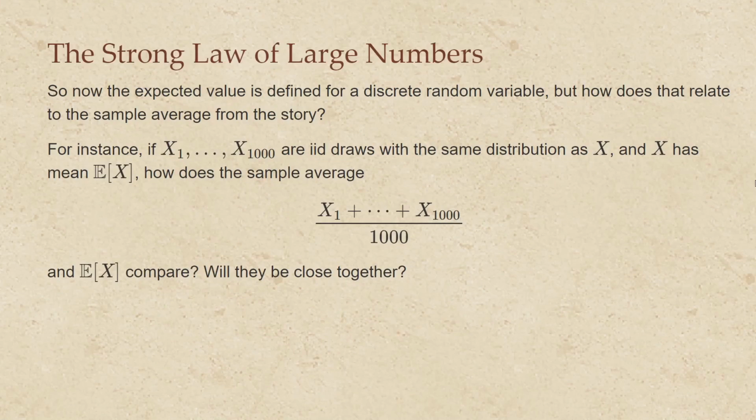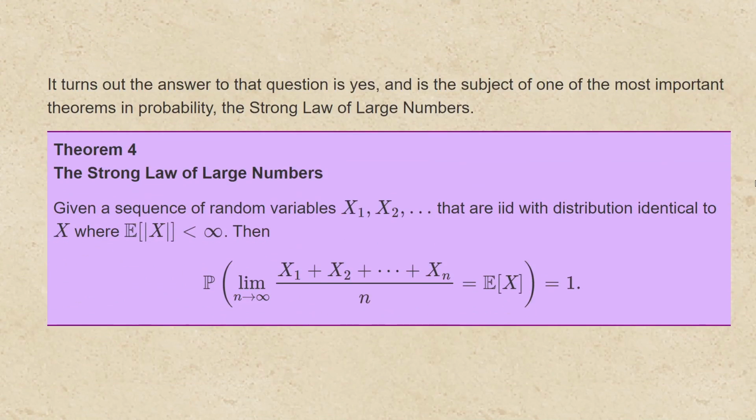So now the expected value is defined for a discrete random variable, but how does that relate to the sample average from the story? For instance, if X sub 1 up through X sub 1000 are IID draws with the same distribution as X, and X has a mean, how does the sample average, X sub 1 plus X sub 2 plus and so on up through X sub 1000 divided by 1000, and the mean of X compare? Will they be close together? It turns out the answer to that question is yes, and is the subject of one of the most important theorems in probability, the strong law of large numbers.